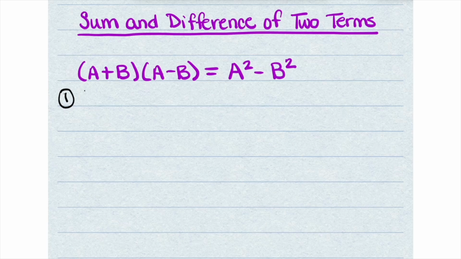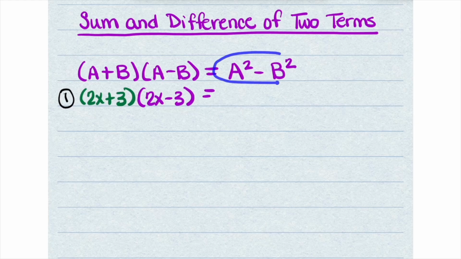Let's say you have 2x plus 3 times 2x minus 3. If we follow this, they say square the first term minus the square of the second term. So a is 2x, right? So take 2x and square it, and then subtract that from what's the second term? The second term is 3. So take 3 and square it.